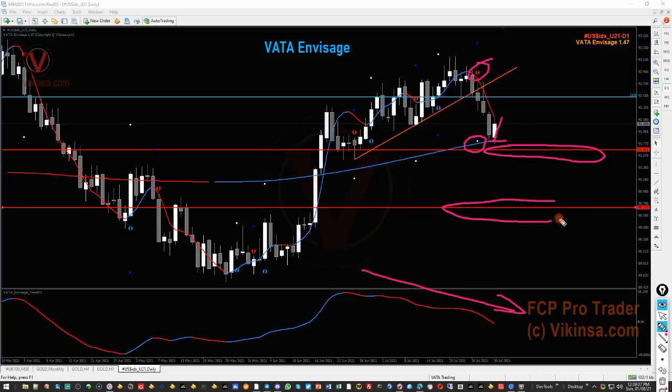And then we also have the 90.7 or 90.6 area where we have previous structure support as well. That is also a very good area to look for a support. Or if you're looking for a short, then these can act as your profit targets as well.